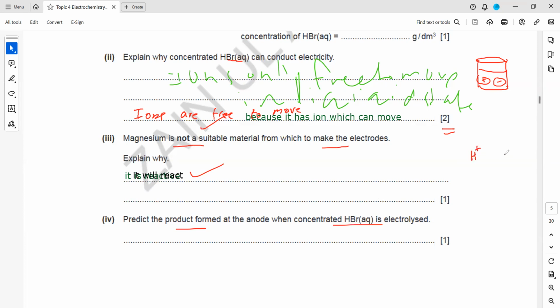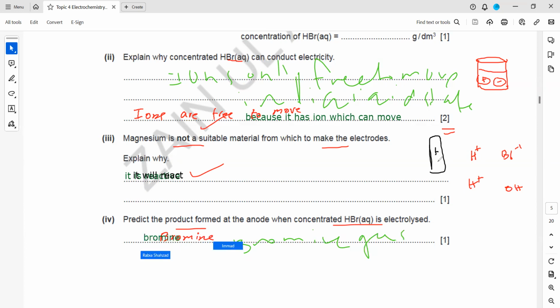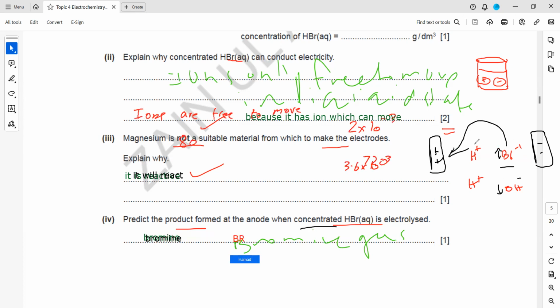So we have H+, we have Br-, we have H+, and we have OH-. So towards the anode, the positive terminal, the negative ion will move. Because it's concentrated, the concentrated means it contains more bromide, less hydroxide. So as a result, the bromide ion will move, and when the bromide ion moves, it will form bromine. So bromine will be the product. In the exam, you're not supposed to write the formula. You have to name a product here. If they ask to give a name of a product, then you have to list the product.